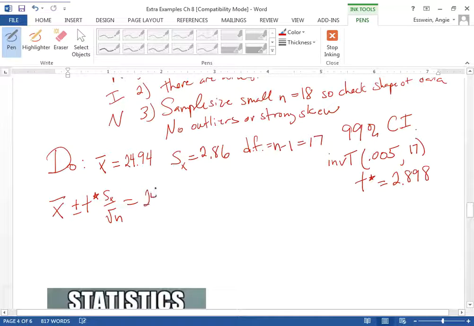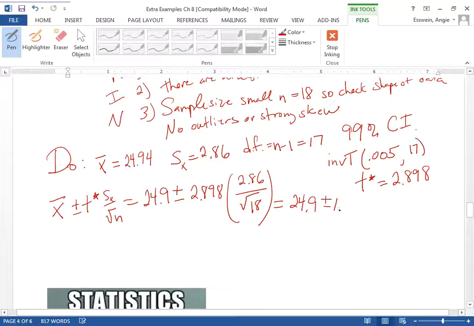So 24.94 plus or minus 2.898 for t star times 2.86 over the square root of, be sure you use the sample size, not the degrees of freedom. And so you get 24.94 plus or minus 1.95, which gives us an interval between 22.99 and 26.89.